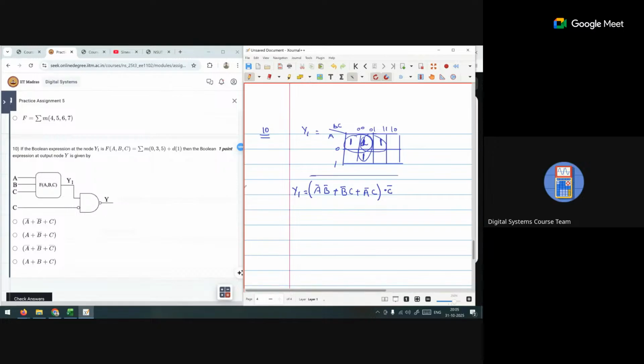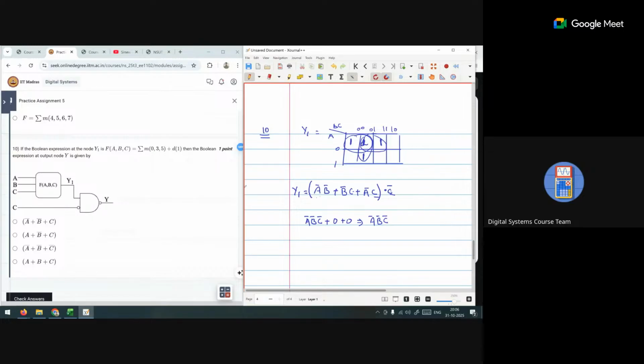So first of all, we calculate the ANDing, then we connect it to the NOT gate. So if you see A bar B bar C bar, plus here C multiplied with C bar is 0, and here C multiplied with C bar is 0. Only one term is available. So A bar B bar C bar.